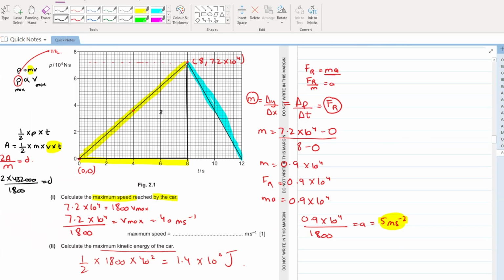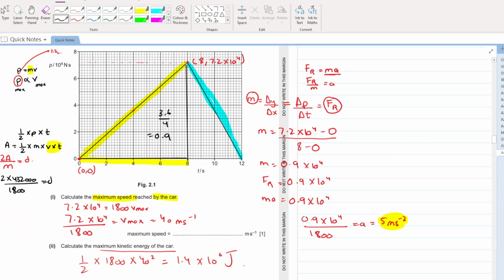3.6 boxes. So 3.6 divided by 4 comes out to be a gradient of 0.9. Just focus on the board. What have I done? 4 boxes on the x-axis, 3.6 boxes on the y-axis.